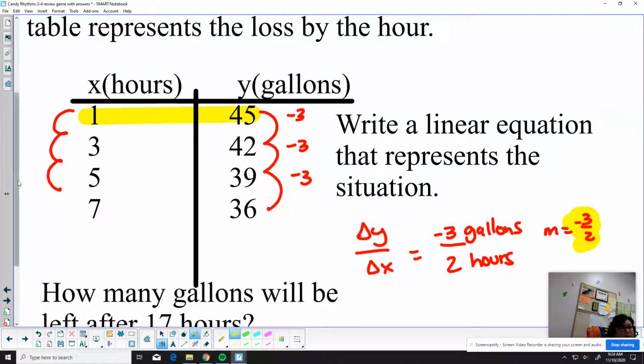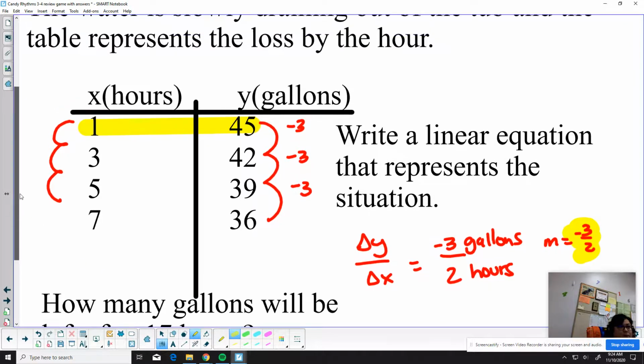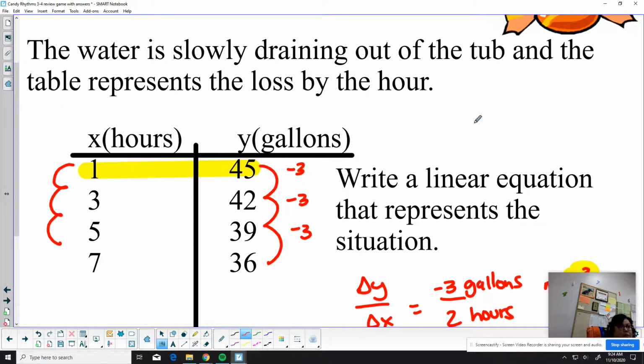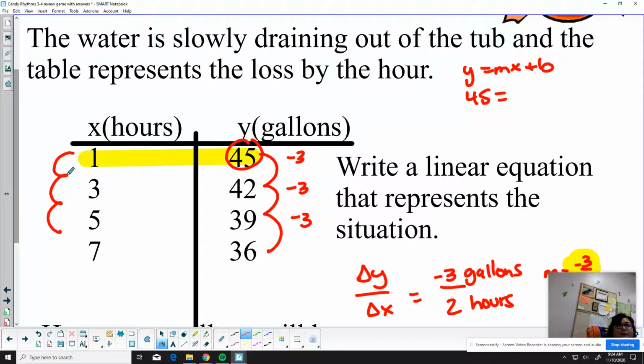So let's pick the first one, so x and y. And then we'll do it up here so we can write our equation. So y equals mx plus b. So y is 45. The m we came up with was what? -3/2.